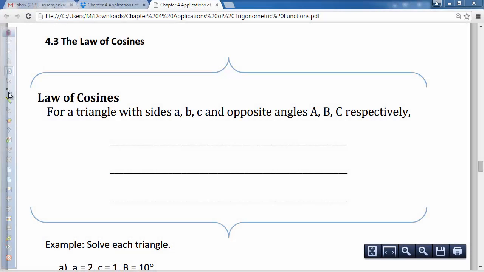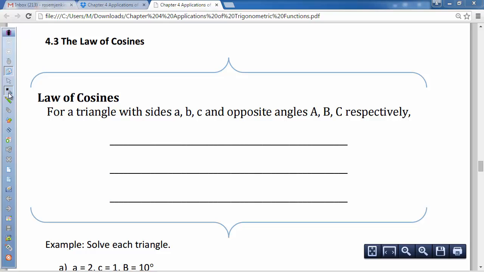In this lesson, we're going to be looking at the law of cosines. And again, we're looking at ways that we can solve oblique triangles. That is a triangle that doesn't necessarily have a right angle in it. The law of cosines can be used for a right triangle, but our focus at this point would be those that don't include a right angle.